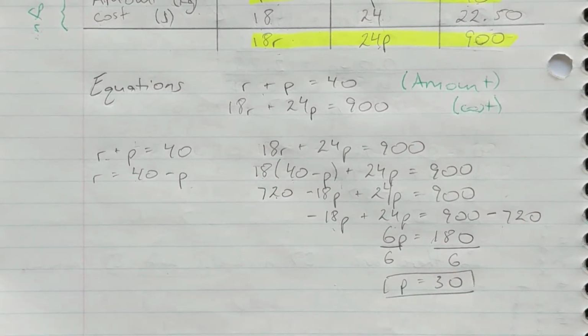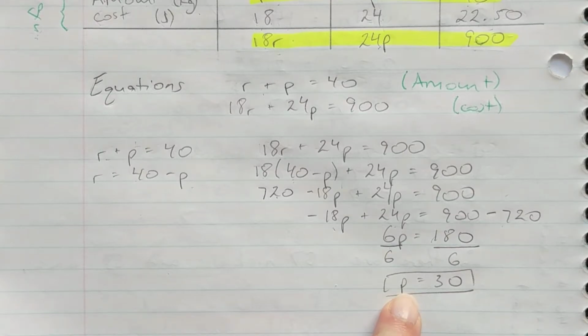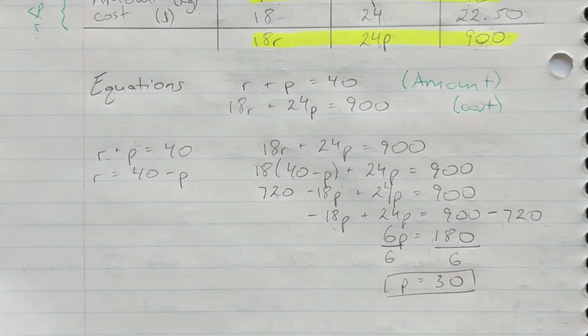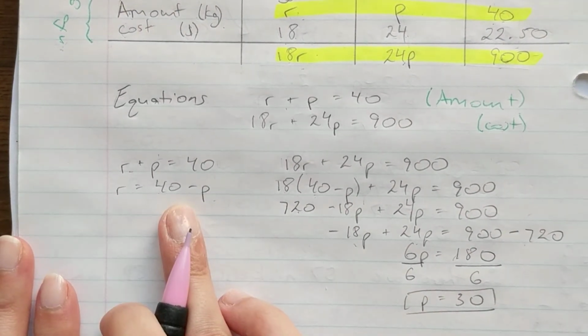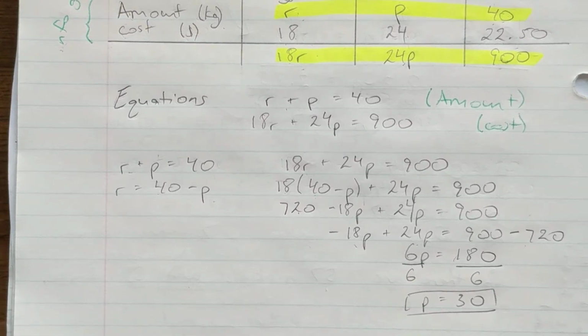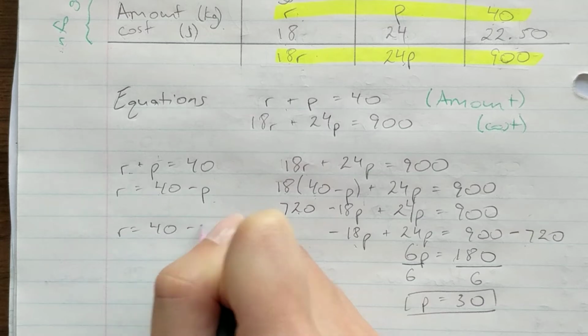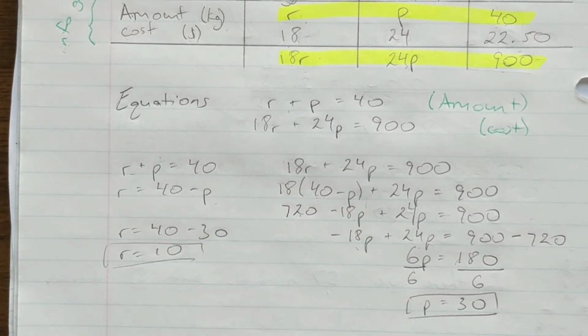Okay, P was our premium coffee. Remember, P was the premium coffee. So now we know that there are 30 kilograms of premium coffee in this mixture. I can then go through and I can substitute that P is equal to 30 back into my first equation in order to solve for R, to get that R is equal to 10. Let's just draw some arrows here.